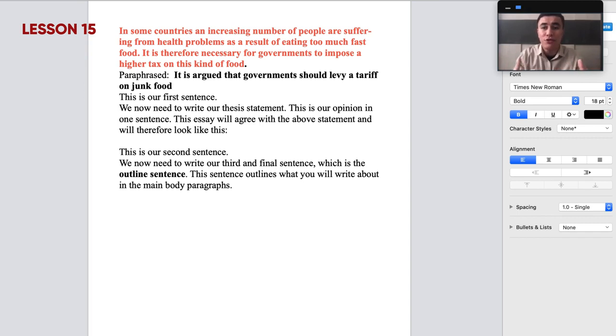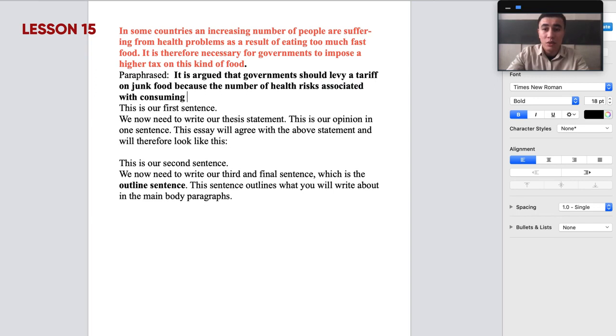So instead of writing fast food, I'm going to write junk food because the number of health risks associated with consuming this kind of food is on the rise. Okay, instead of simply writing increasing, I decided to write is on the rise. It is argued that governments should levy a tariff on junk food because the number of health risks associated with consuming this kind of food is on the rise. So, this is our first sentence.